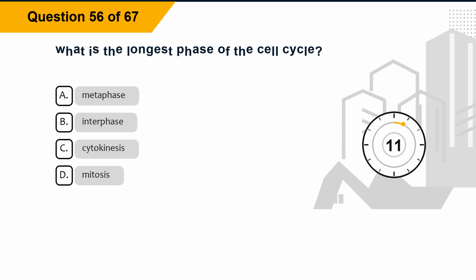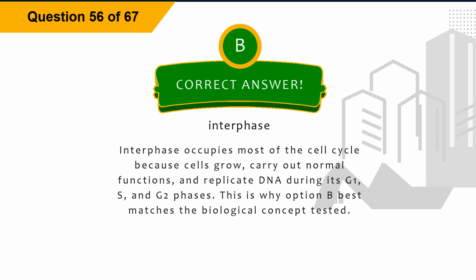Question 56. What is the longest phase of the cell cycle? Option A, metaphase. Option B, interphase. Option C, cytokinesis. Option D, mitosis. The correct answer is option B, interphase. Explanation. Interphase occupies most of the cell cycle because cells grow, carry out normal functions, and replicate DNA during its G1, S, and G2 phases. This is why option B best matches the biological concept tested.